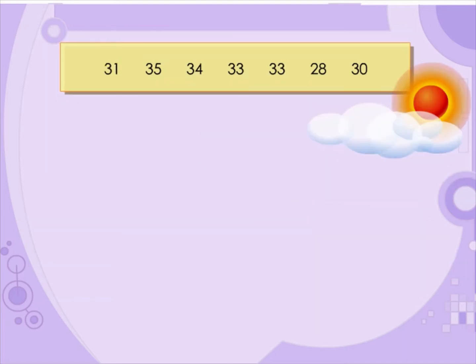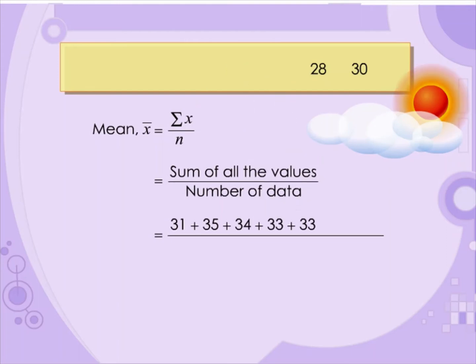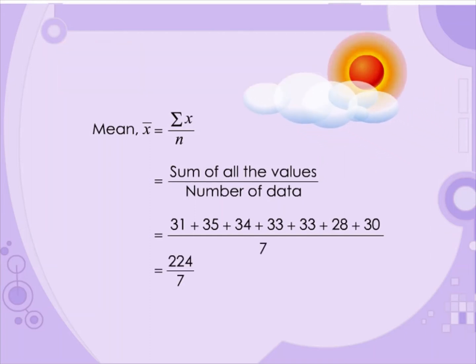Let's apply the formula. Mean equals sum of all the values divided by the number of data. Adding all the values in the data and dividing it by 7, we will obtain 224 by 7, which is equal to 32.